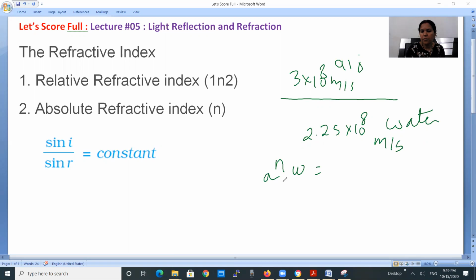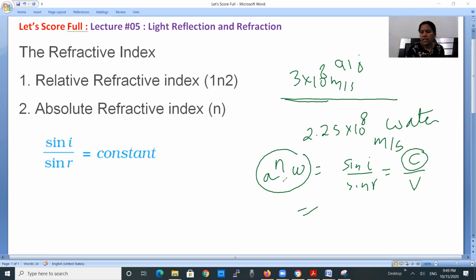Means it is nothing but absolute refractive index, because we are comparing it with air. So what is that? We have seen it is nothing but sine I upon sine R. But as angle is not given, we have to take the speed, and which is C by V. Speed of light in air 3 into 10 raised to 8. Speed of light in vacuum. 2.25 into 10 raised to 8.